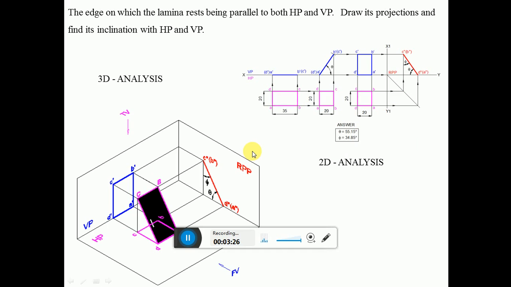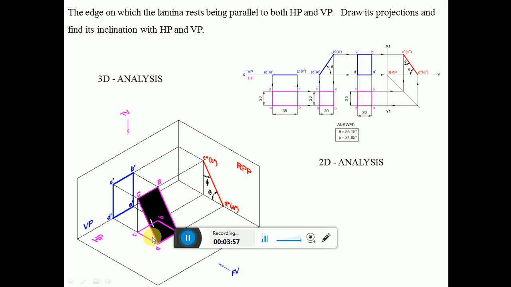The edge on which the lamina rests is parallel to both HP and VP. So which is the edge which is resting on HP? The edge which is resting on HP is AD, which is A dash D dash, is parallel to both HP and VP. So here A dash D dash is parallel to HP and AD, when you look from the top view, is equidistant from the vertical plane, so it is parallel to VP. So this is the final position of your rectangular lamina in 3D.